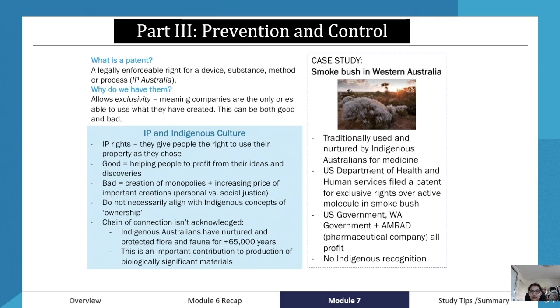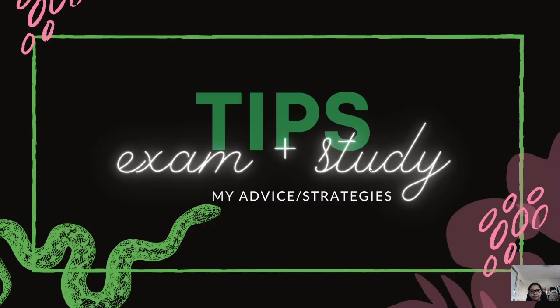So the US government, the Western Australian government, and also a pharmaceutical company all profit from this patent, but the traditional owners who have used it and nurtured it do not get any recognition. And that is, of course, problematic.